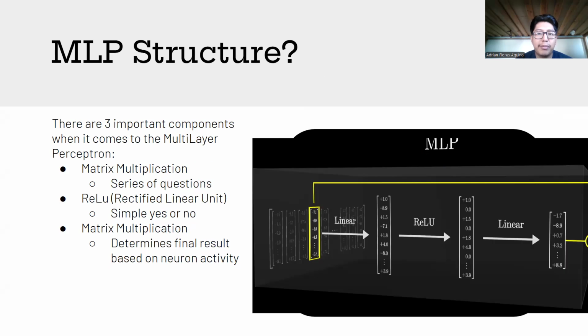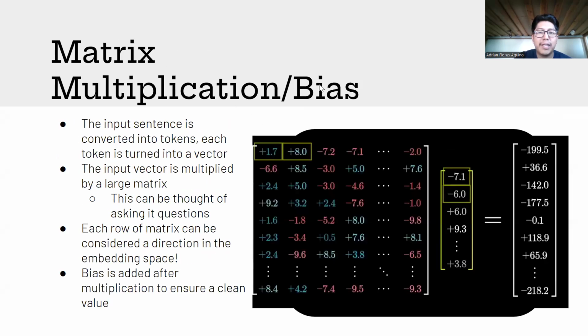So let's talk a little bit more about the first component, which is the matrix multiplication. But in this multiplication, there is actually a bias that is added as well. Let's say you give a sentence. The sentence would then be converted into tokens, and from there, each token is converted into a vector. So the input vector is pretty much just multiplied by a large matrix, like I was saying before.